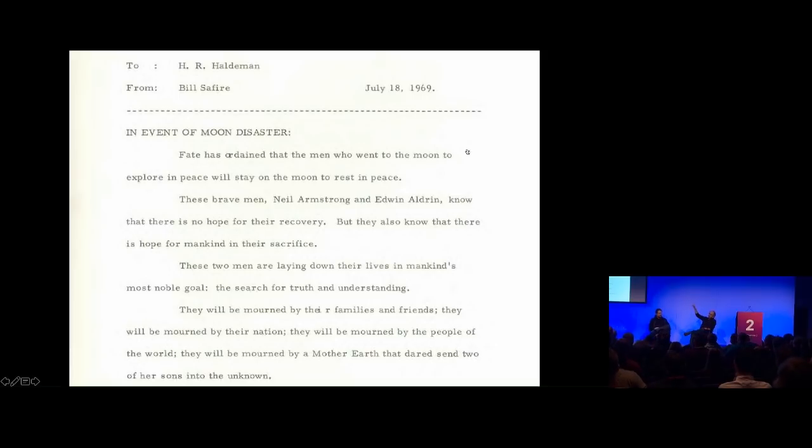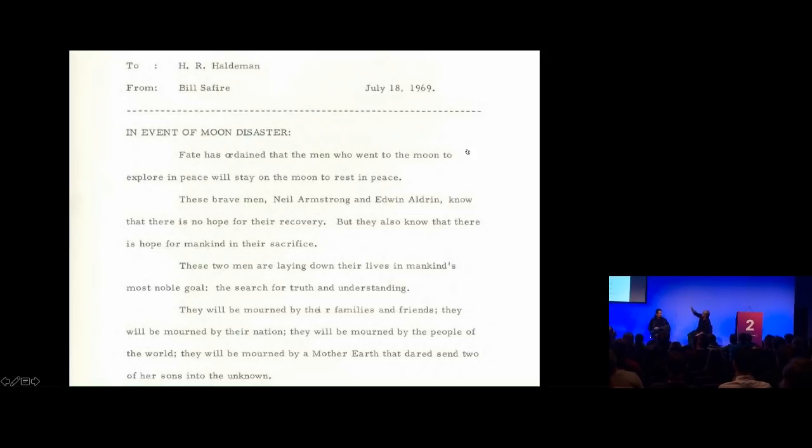The level of dealing with the unexpected went as far as this. This memo basically deals with what would have happened. So you can see the date, July 18th. The landing was the 20th. They launched on the 16th. In the event of the disaster, here's the speech that Nixon would deliver.